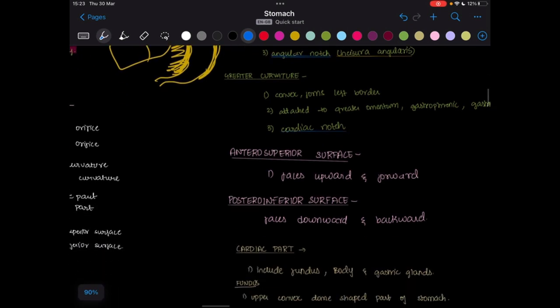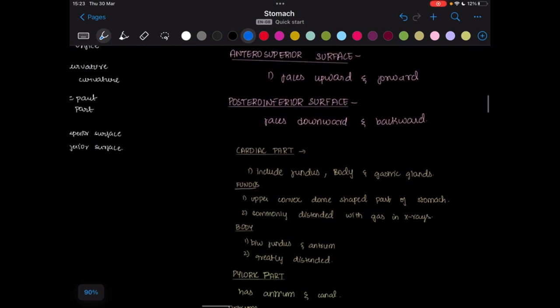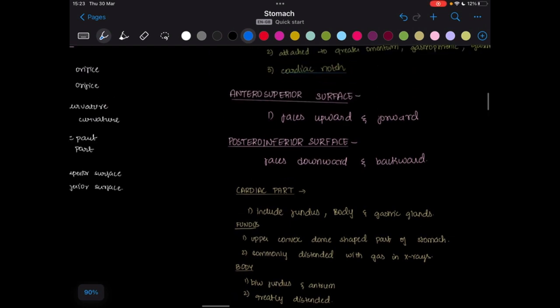And now the surfaces. You have the anterior superior surface, which is forward and upward, and the posterior inferior surface, which is downward and backward. This is due to the second rotation, which you'll learn about in the development. In the development of the stomach, briefly, it has two rotations. The first one is the longitudinal rotation and the second one is the transverse rotation. Because of the transverse rotation, you are able to see this anterior superior surface and the posterior inferior surface.